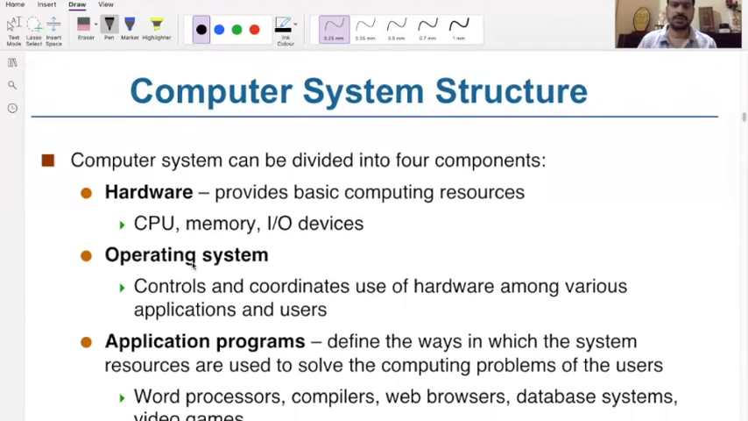Now come to computer system structure. We know the structure of the computer system; we are just revising it again. The computer system can be divided into four components. The first component is your hardware, which is the bottom of the hierarchy of the computer system, which provides basic computing resources like CPU, memory, and I/O devices.